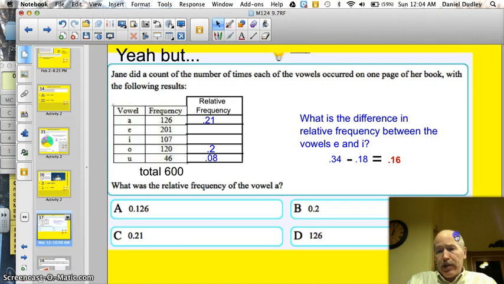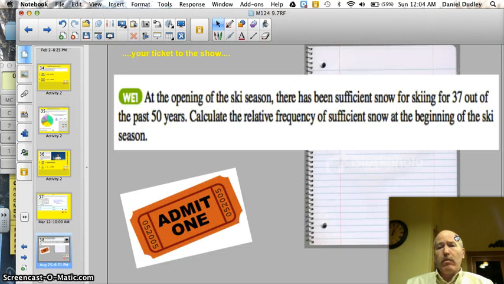All right, you're ready for the ticket to the show. Here it is. One question. At the opening of ski season, there has been sufficient snow for skiing 37 out of the past 50 years. Calculate the relative frequency of sufficient snow at the beginning of the ski season. Please express it as a decimal and as a percent.